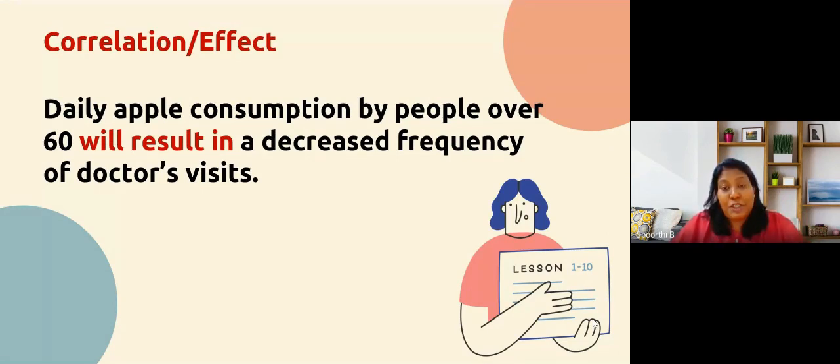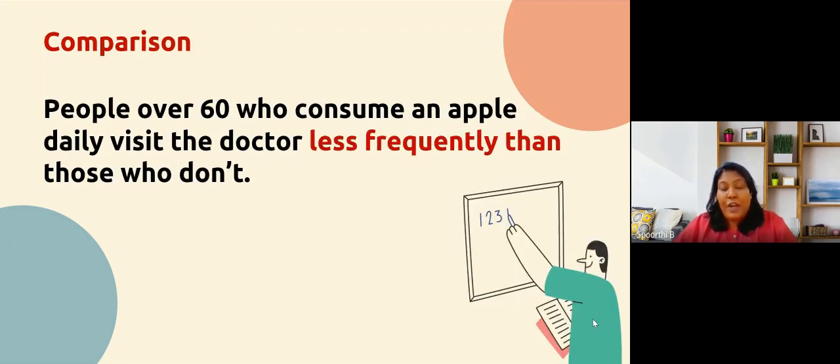Correlation effect. Daily apple consumption by people over 60 will result in a decreased frequency of doctor's visits. And what we're trying to understand is correlation. If people eat it more often, will it have an impact on the frequency of doctor visits? The third way of writing a research hypothesis is: people over 60 who consume an apple daily visit the doctor less frequently than those who don't.